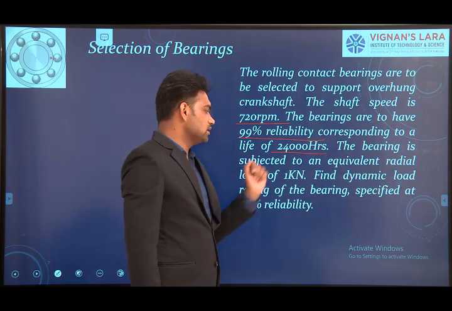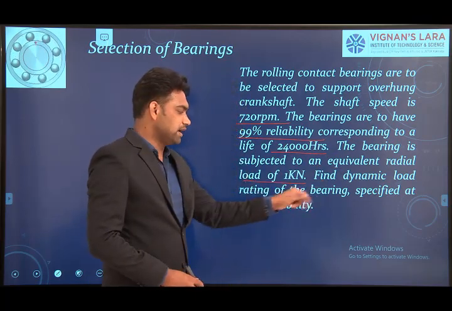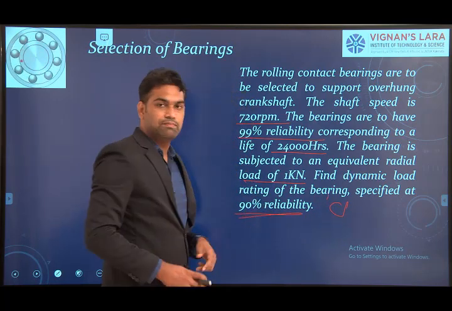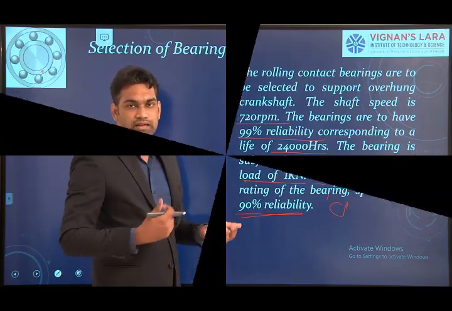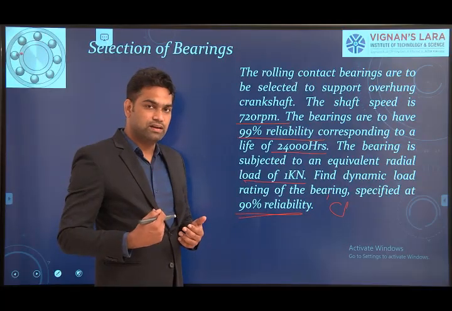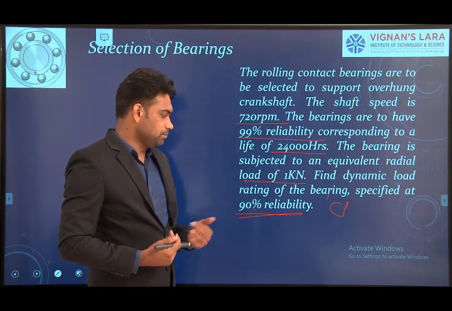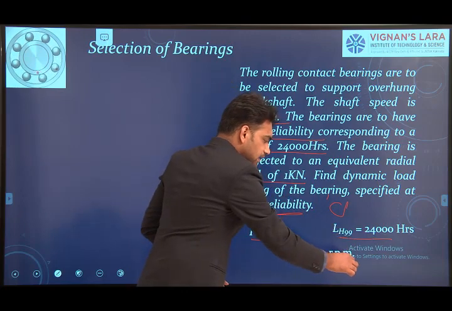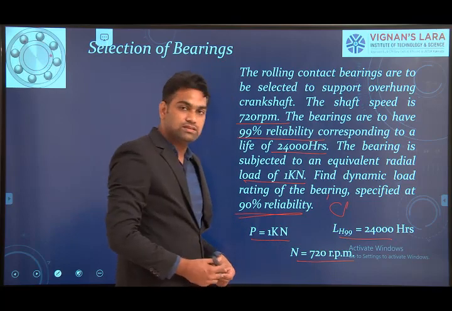The bearing is subjected to an equivalent load of 1 kilonewton, and you need to calculate the dynamic capacity C. Here they clearly mentioned 90% reliability. So we need to convert the life at 99% to the life at 90%. Then we can calculate the dynamic capacity C using the relation P into L power 1 by K. The given data: load is 1 kilonewton, life at 99 is 24,000 hours, and the speed is 720 rpm.